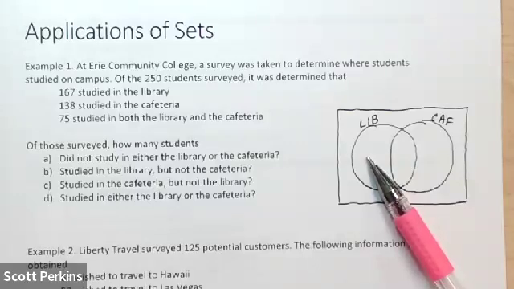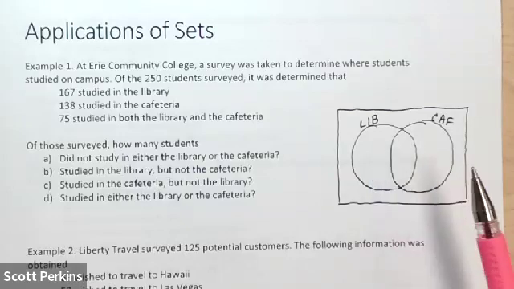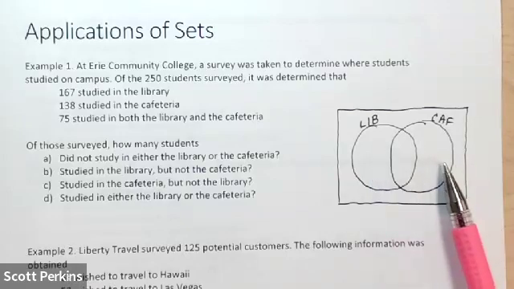Or another way you might see this as you're working your homework or going through these examples is how many studied in the library only. Not in any other option. Does that make sense? Okay, so take another swing at this. How about this part of the cafeteria circle that looks like a cookie with a bite taken out of it? How would you describe this in words?